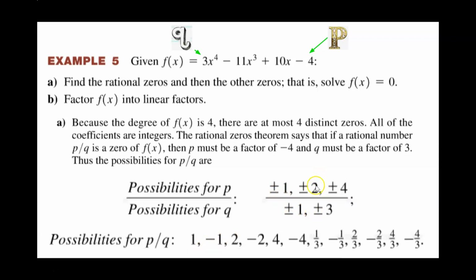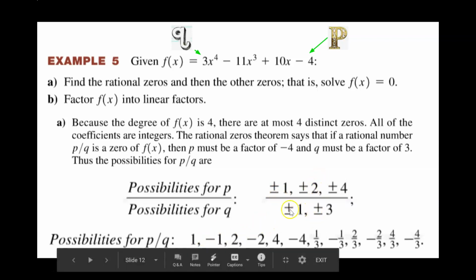So how do we get 2? 2 divided by 1 gives us 2. Negative 2 divided by 1 gives us this 2. Then we've got to do 4 divided by 1, then 4 divided by negative 1 to get 4 and 4.